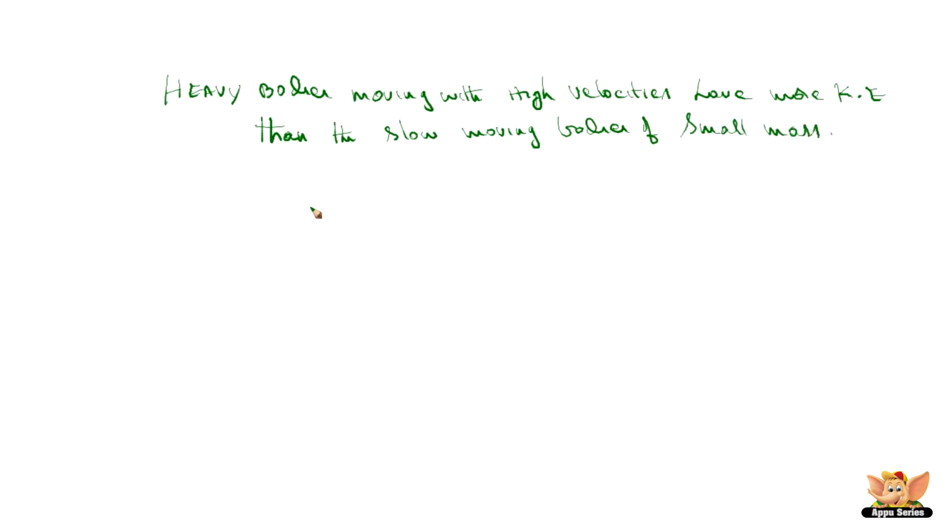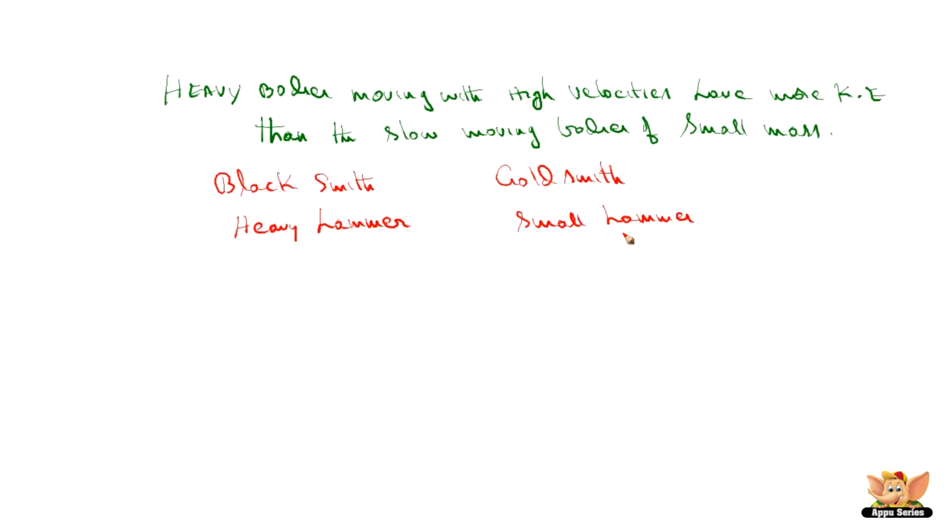We can explain this with an example of a blacksmith and a goldsmith. A blacksmith uses a heavy hammer, whereas a goldsmith uses a small hammer. Why? Because a blacksmith deals with heavy metals like steel, with a heavy mass, whereas a goldsmith uses gold, which has a small mass. He makes ornaments with small masses of gold, whereas a blacksmith makes things with heavy steel, with a bigger quantity of mass.